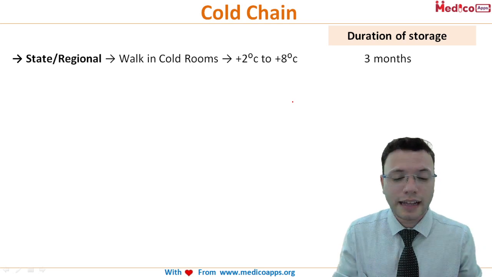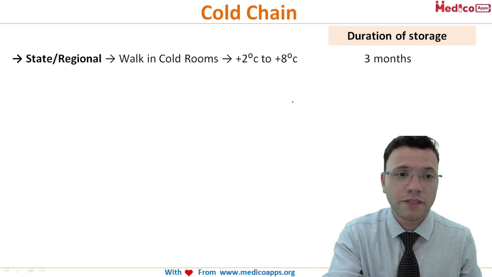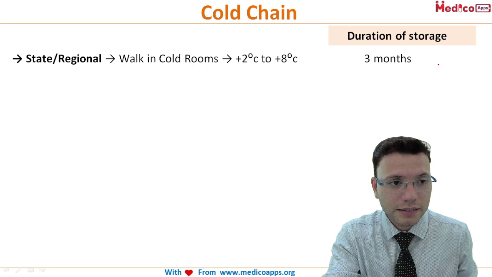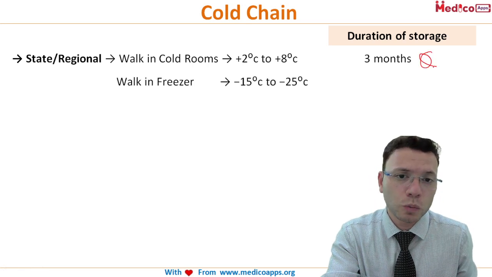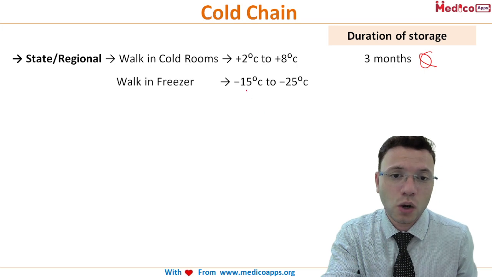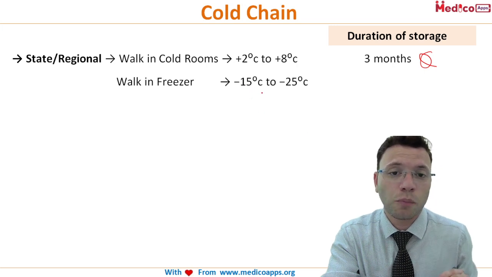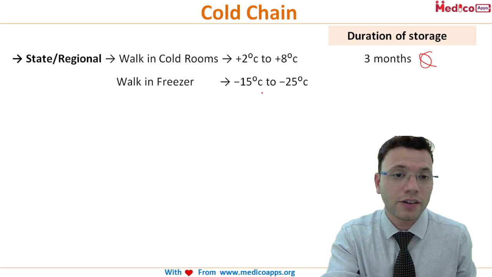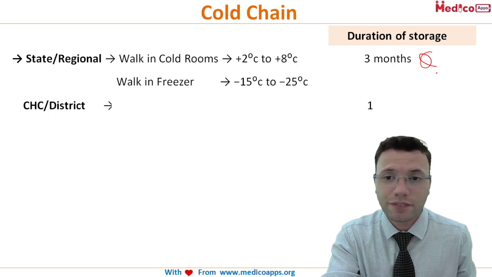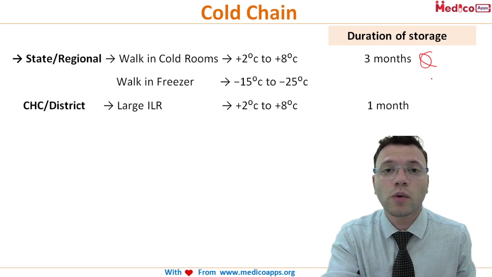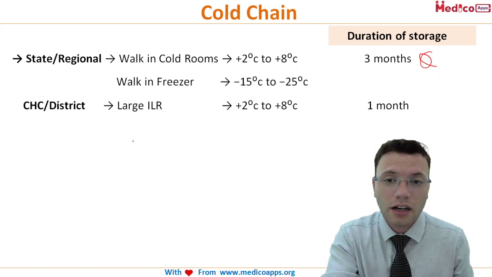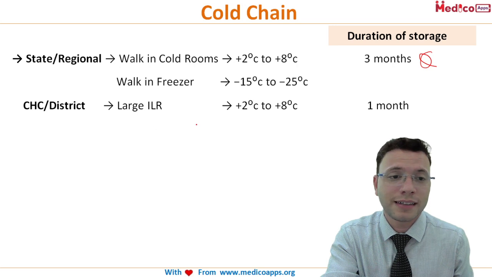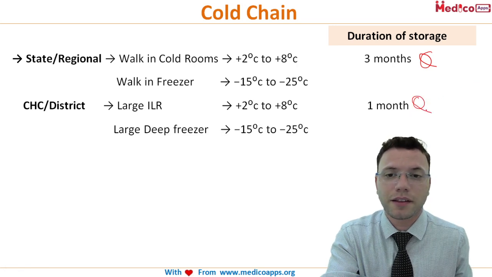At the state level, like we have discussed, it's walk-in cold rooms, and up to 3 months we can store the vaccines there. Then walk-in freezer rooms, which have even lower temperature for the vaccines like OPV, it's -15 to -25, right? At the district level, where we have the CHC, community health centers, we have large ILRs, as we have just discussed, and the storage can be done till 1 month in this space, right?